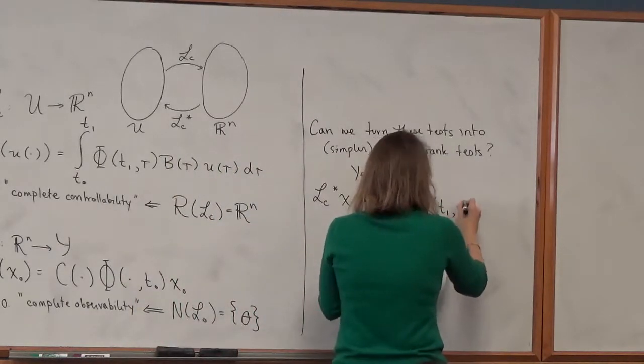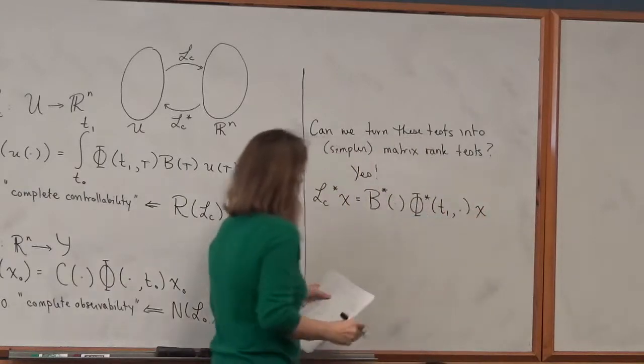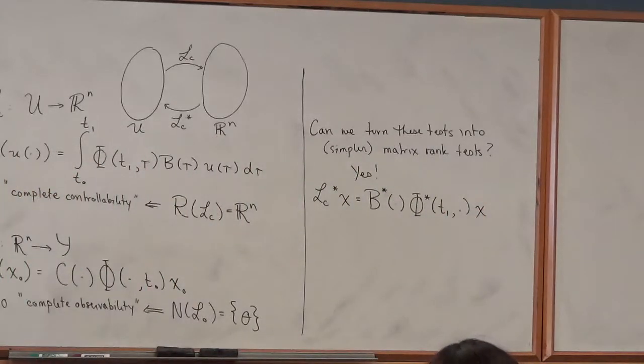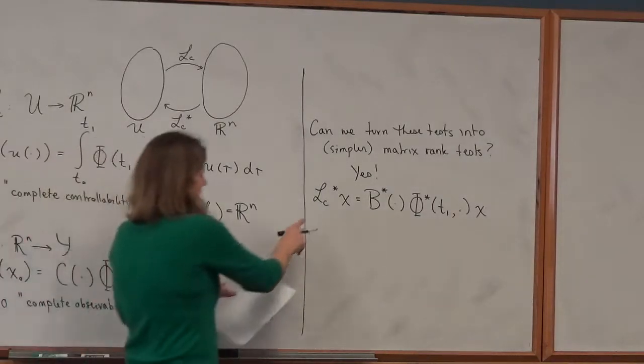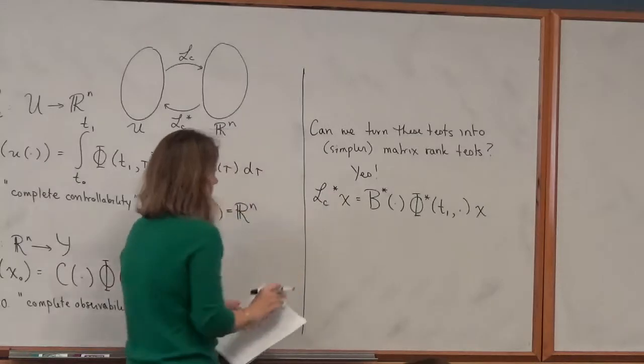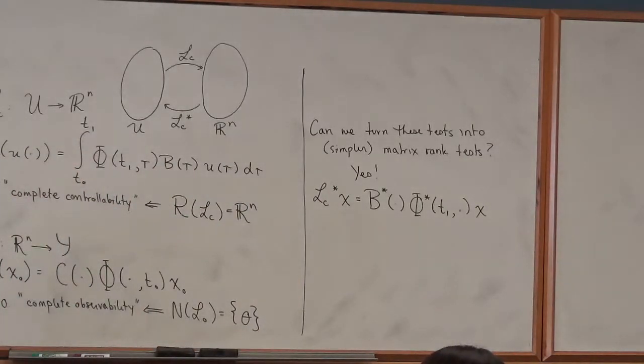And so we computed this. You can find it, I can look for you, but I think you can probably find it quite easily. And so what is that? That just is how we define the adjoint of the map LC.